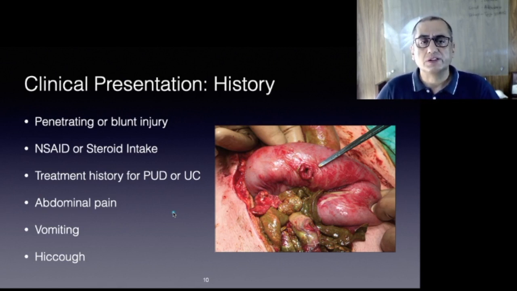Treatment for peptic ulcer disease or ulcerative colitis is usually identified by the history of the primary disease and the result of past investigations, if the patient brings them along with you. Now, symptoms suggestive of typhoid fever include fever, abdominal pain, abdominal distension, constipation, and bilious vomiting.